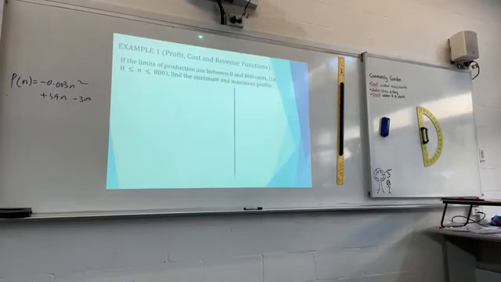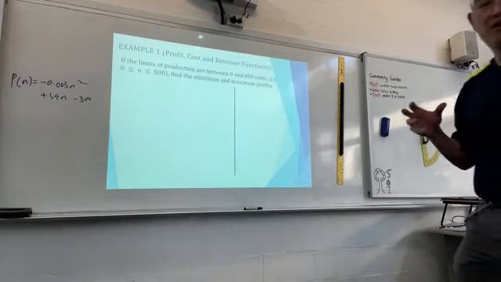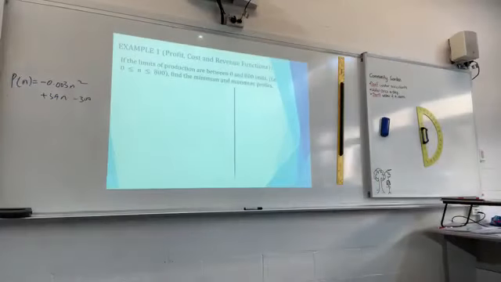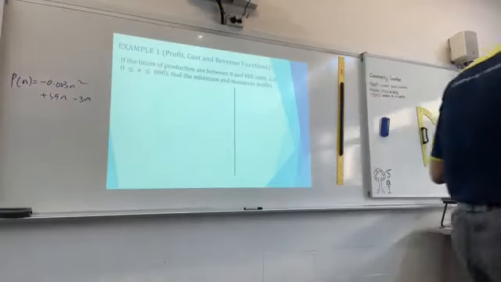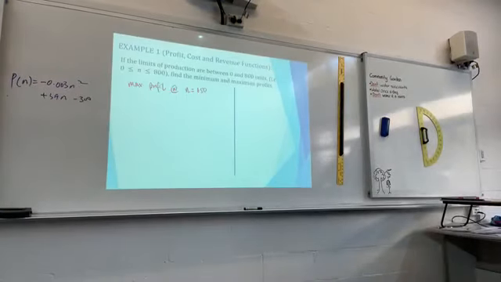Now, if the limit of the production is between 0 and 800 units, you've got a domain greater than 0 and less than 800. Of course, it has to be greater than 0 because you have to produce something. Find the minimum and maximum profit. This is where you're going to start thinking. Maximum profit, fine. You know n equals 650, so you can work that out.